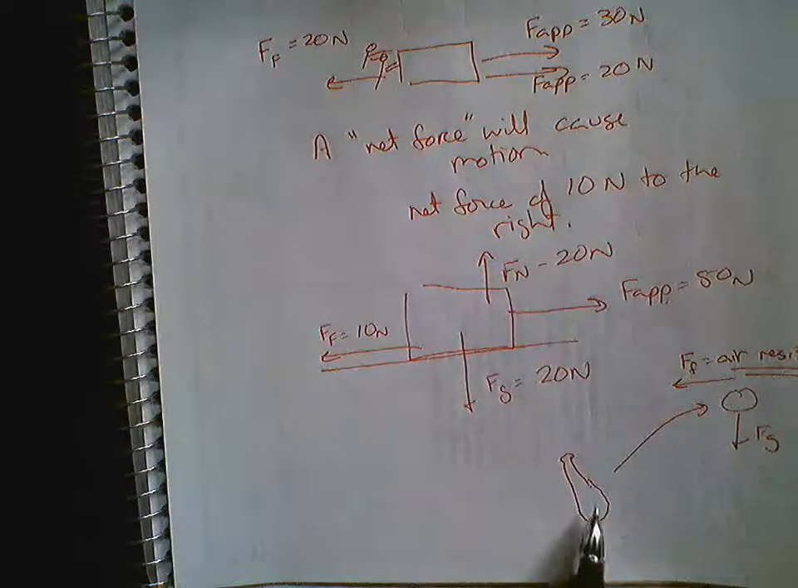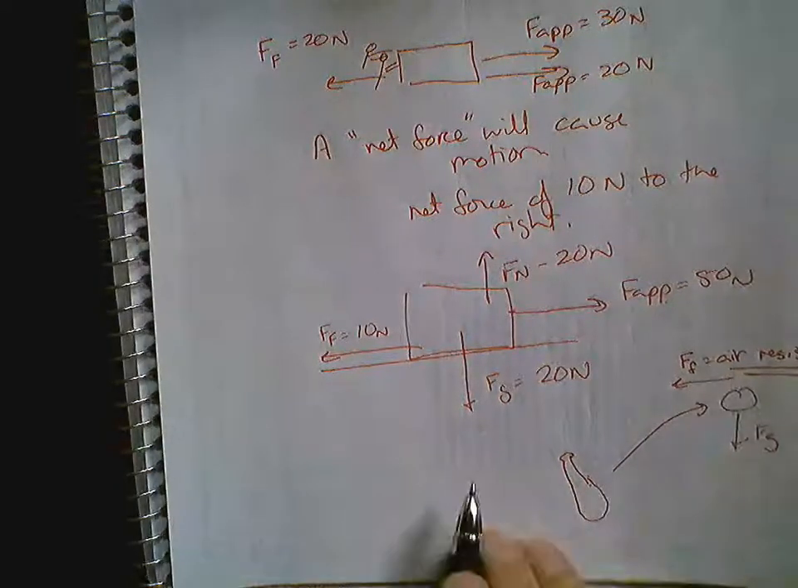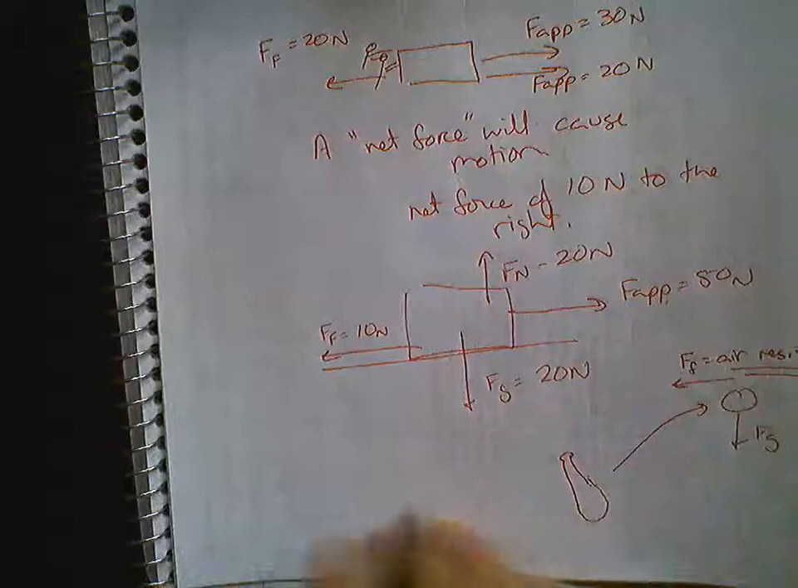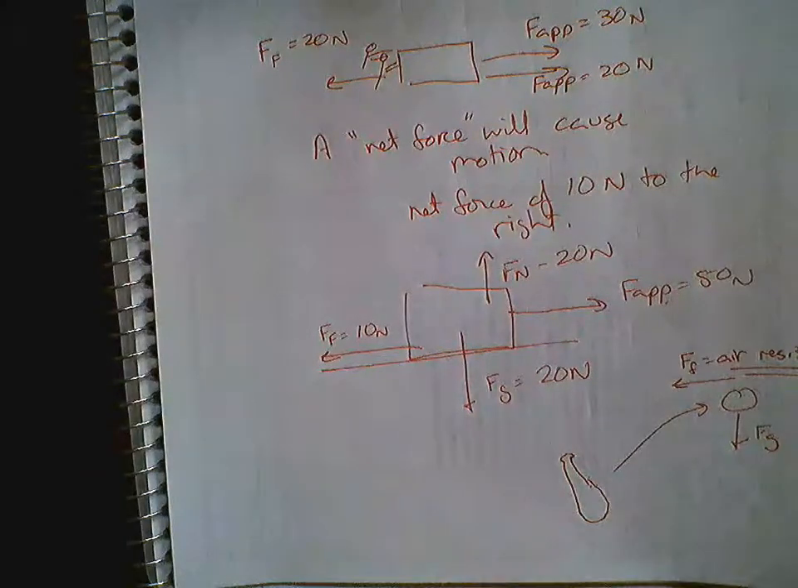Remember, a force can only occur when something is touching something else. So this force got the ball moving in the first place, but it's no longer on the ball. There's only a force of gravity pulling this ball down and the force of friction from air resistance.